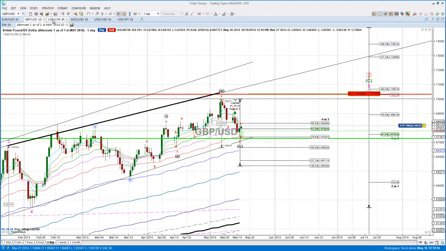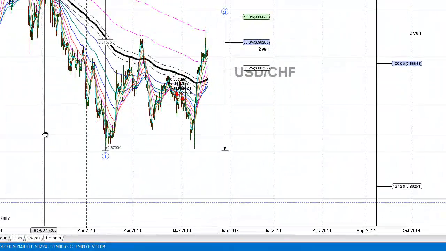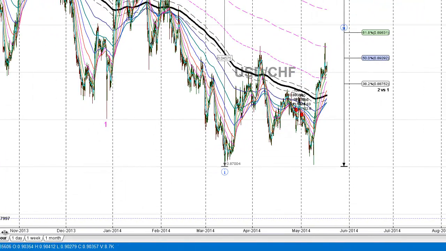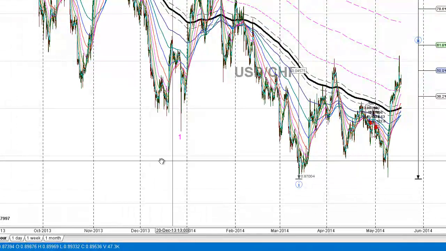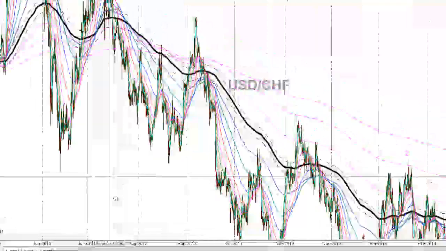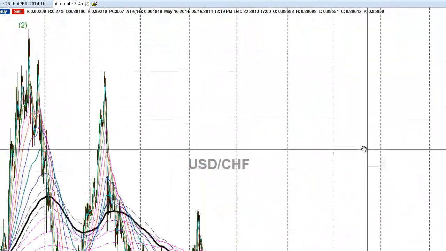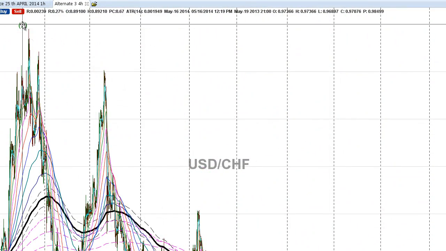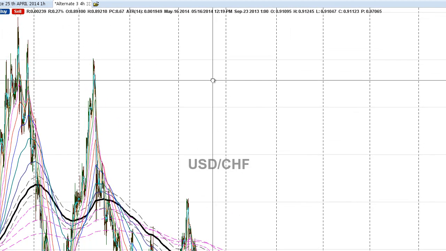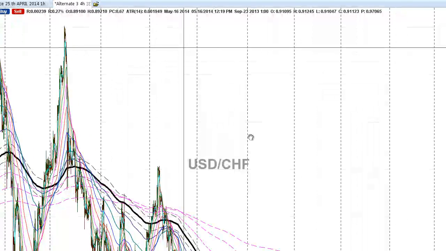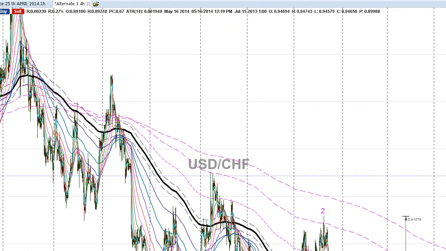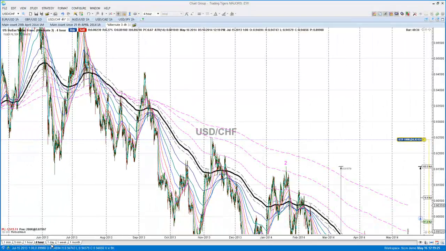Okay, fine, move to the next chart, US Swiss, currently on the 4-hour chart. If I tell you exactly where we are, the wave 3 of the intermediate is in process. We should really go back up.